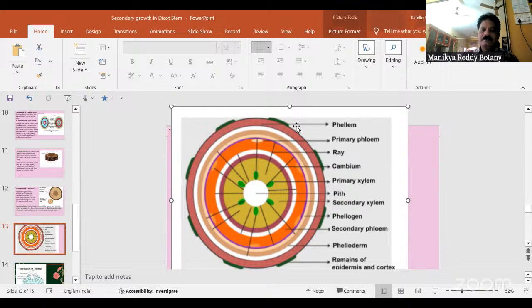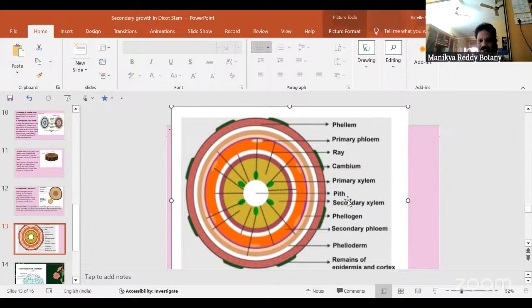Like vascular cambium, cork cambium also produces daughter cells towards the inside and towards the outside. Cork cambium is also called phellogen. I'll repeat once again: cork cambium is also called phellogen.